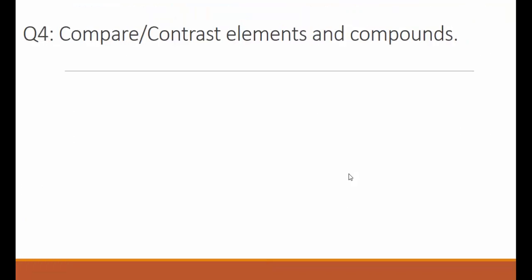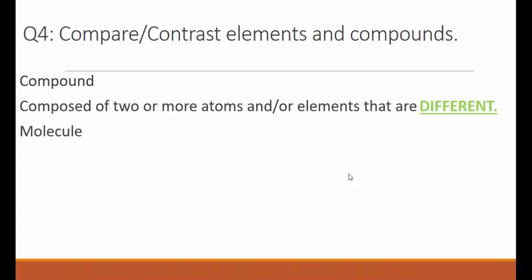All right, moving along, number 4, compare and contrast elements and compounds. So a compound, pretty easy. You can think of compound words or any other compound. It's 2 or more things joining together. We also have the word molecule. Now, a compound is composed of 2 or more atoms or elements that are different. When we hear the word compound, there's 2 or more atoms, 2 or more elements, whatever you want to call it. It's going to be different. They're not going to be the same.